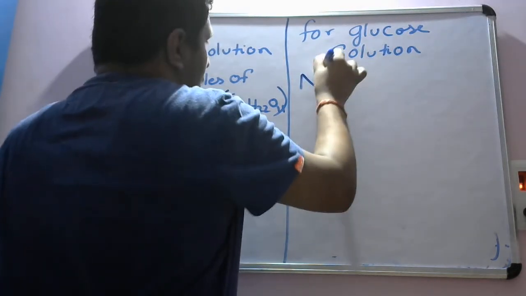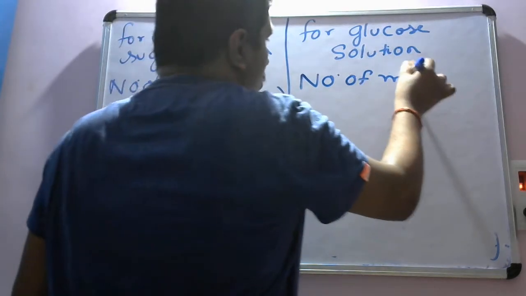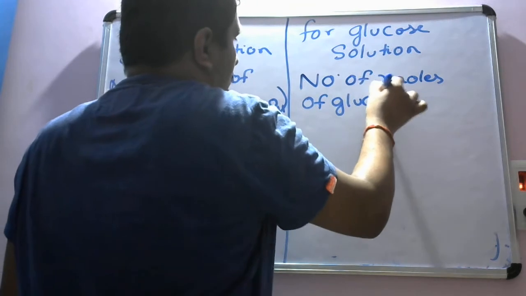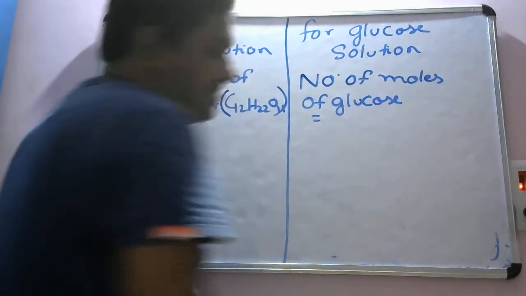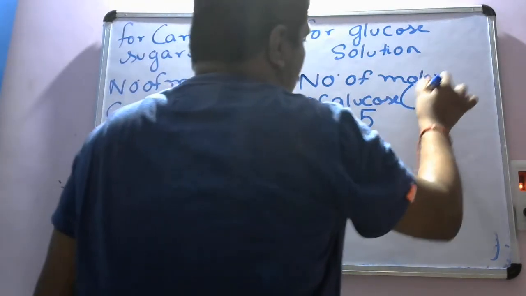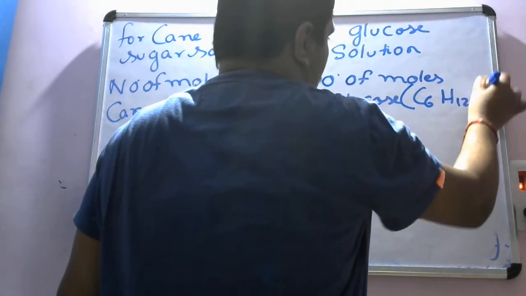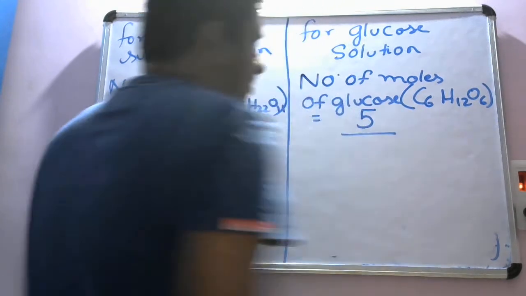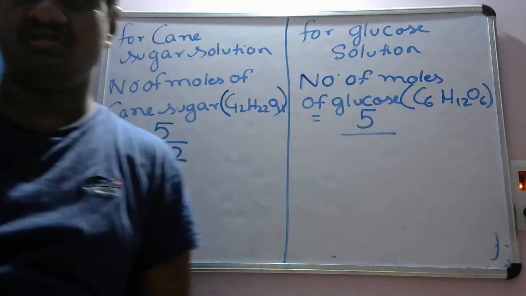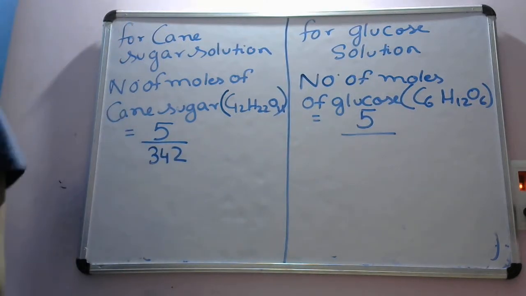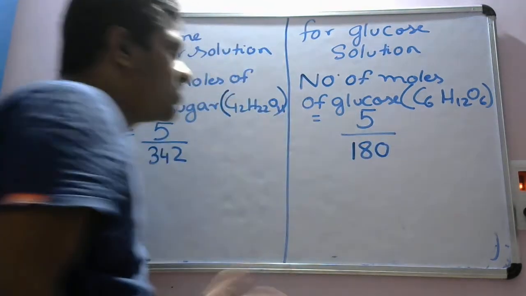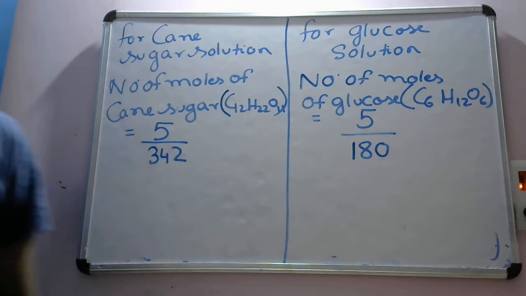Similarly, let us calculate the number of moles of glucose. The given mass of glucose is the same, 5 grams. The glucose formula is C6H12O6. Given mass by molar mass. Given mass is 5 grams. The molar mass of glucose is 180 grams. So we got the number of moles for both the cases.